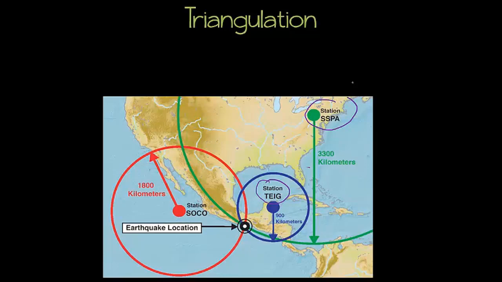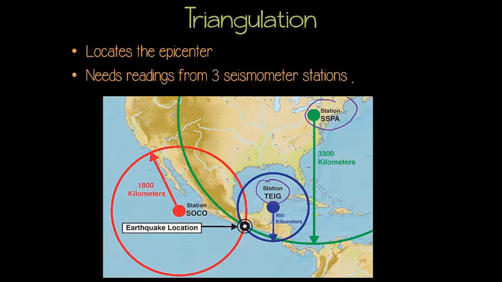So to locate the epicenter of an earthquake, which is where it started, scientists need to take measurements from 3 different seismometers in 3 different locations. So we have a station here, we have a station up here, and we have a station here. And so the earthquake waves are going to be traveling in all directions, and they're going to be reaching each of these seismometers at a different time.